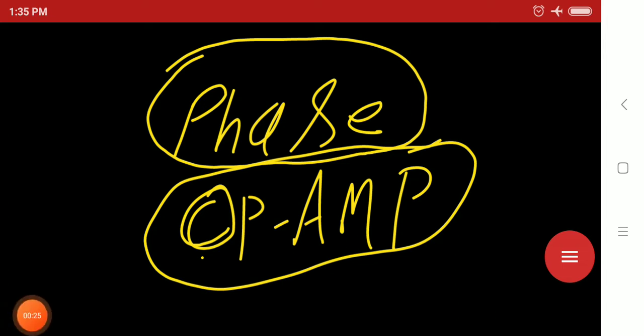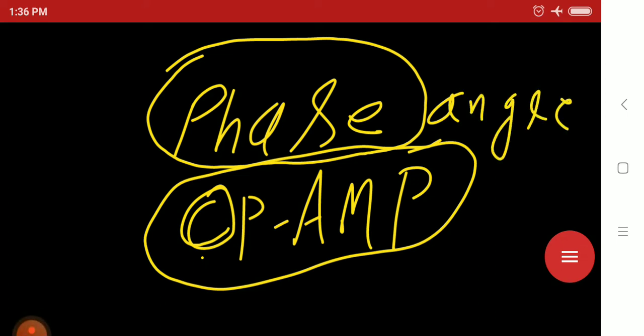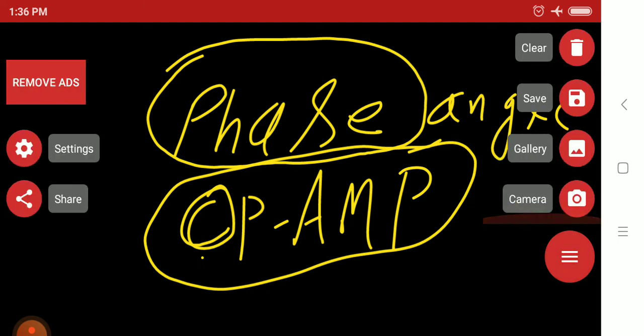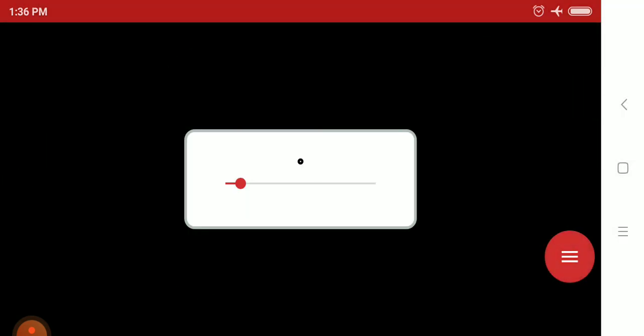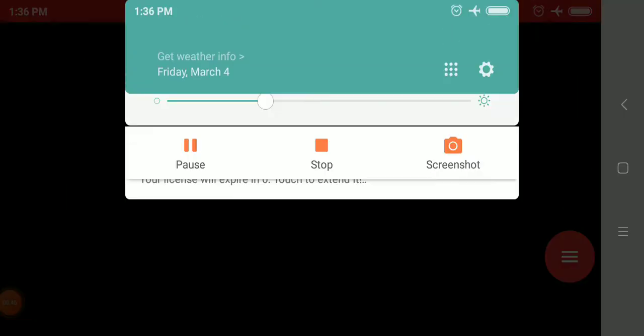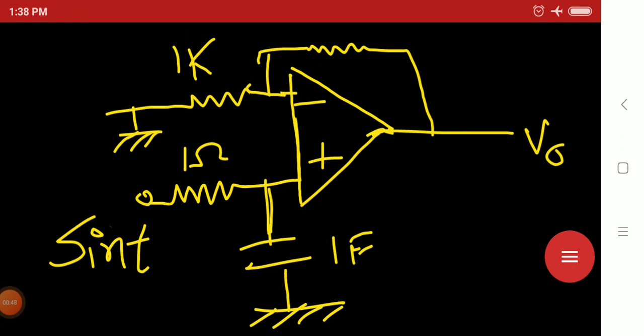So let's start the discussion on how to derive the phase angle in the case of an op amp. Let's start with an example. First of all, I'm drawing an op amp. So you can see this is an op amp. Here we will derive the phase angle of the output voltage with respect to the input voltage in the case of an op amp.